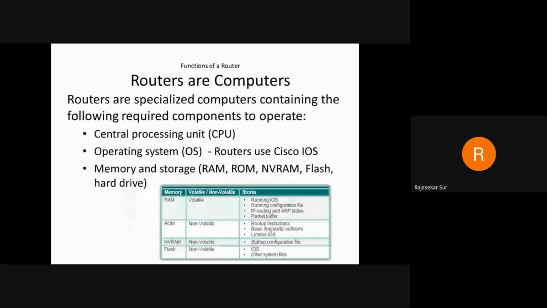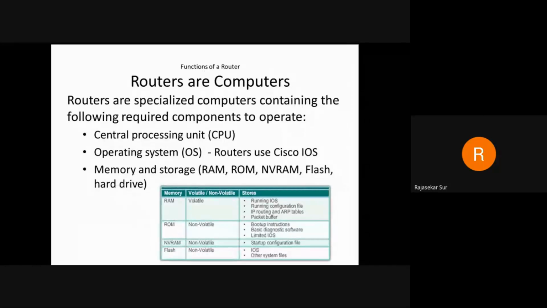Now, the title is functions of a router. What are the functions of a router? The first function we already discussed: to send the packet from one network to another network. If you want to send a packet from one network to another network, you need a router.